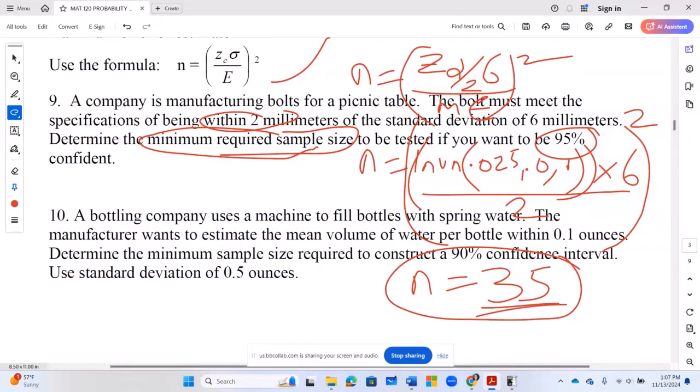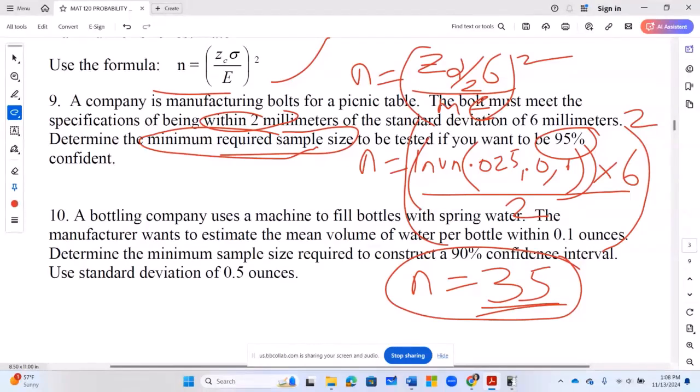So this is calculation of sample size for mean. The formula is always this. I rewrote the formula here. It is critical value multiplied by standard deviation over margin of error. So you calculate the sample size.